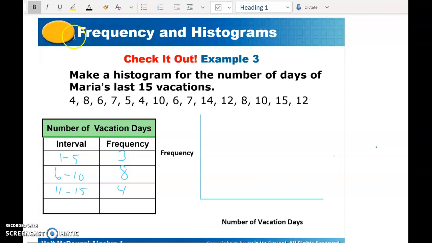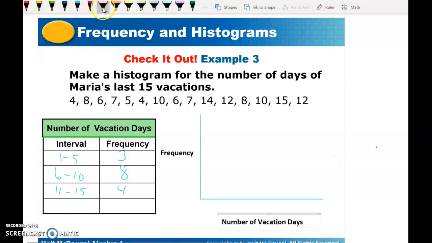All right, let's go over that example that I left you with. Make a histogram for the number of days of Maria's last 5 vacations. So I went ahead and filled in all of the data that we figured out a couple of examples ago. So I just copied the intervals and the frequency from example 2 we did up there.